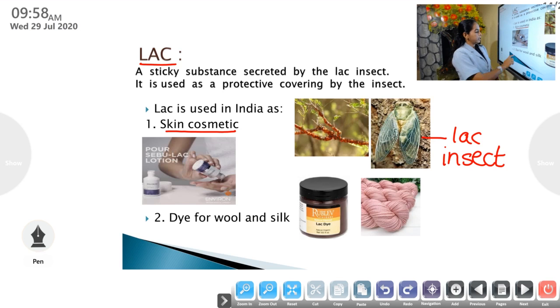Then the second use is, it is used as a dye for wool and silk products. This lac dye is in powder form. To dye means to add color to this wool and silk. So this dye is added to these wool and silk threads for giving color. So remember, lac is a sticky substance secreted by which insect? Yes, lac insect. Then two uses. In India, it is used as a skin cosmetic, and second one as a dye for wool and silk.